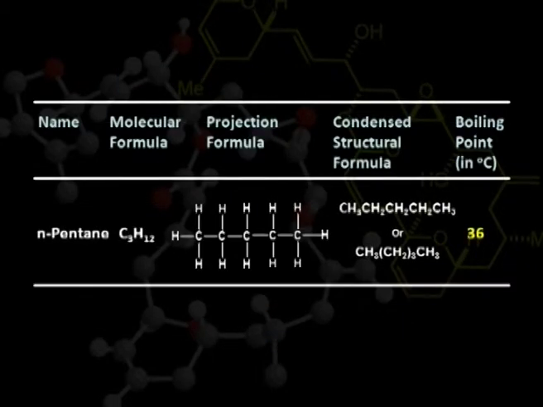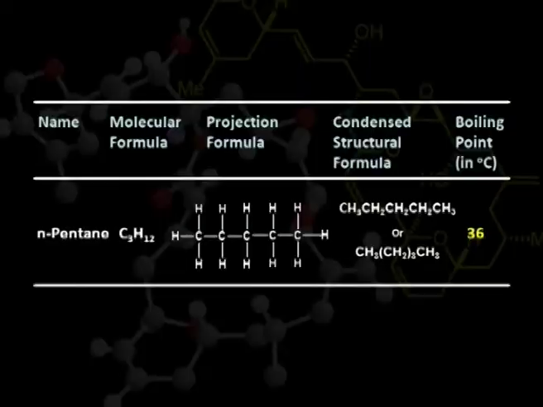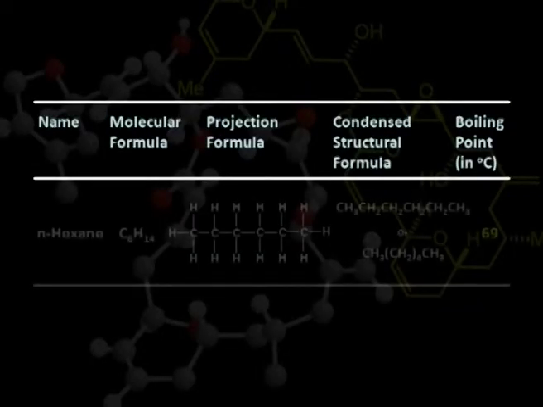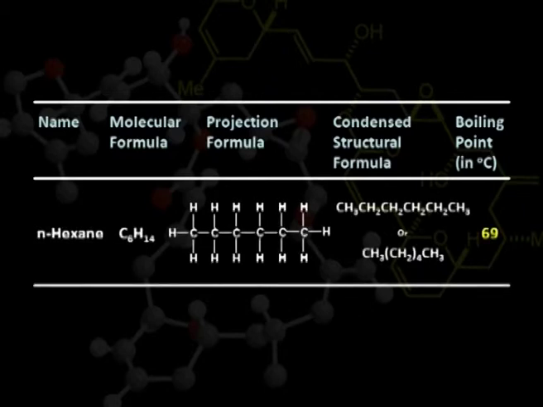But pentane is showing a boiling point of 36. So, at a room temperature of 30 degrees, it will be present in the liquid form. Hexane is also present in the form of liquid and it is showing a boiling point of 69 degrees Celsius.